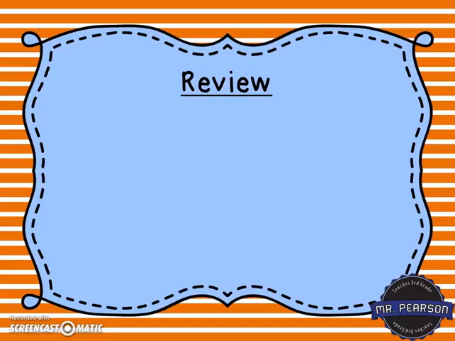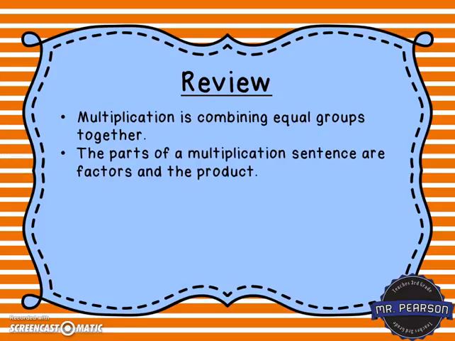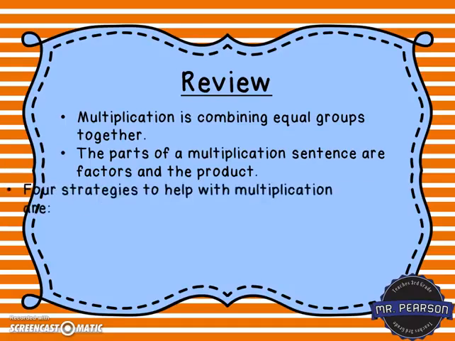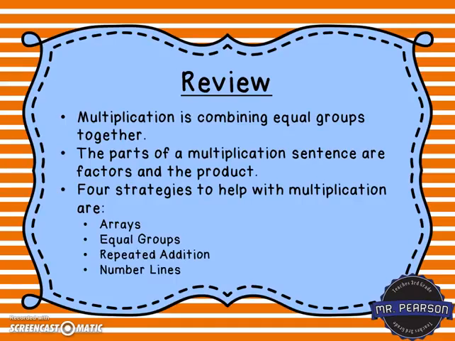All right, let's review. Multiplication is combining equal groups together. The parts of a multiplication sentence are factors and the product. You usually have two factors, and then you have the product, which is the answer. And there are 4 strategies to help with multiplication, and they are arrays, equal groups, repeated addition, and number lines.